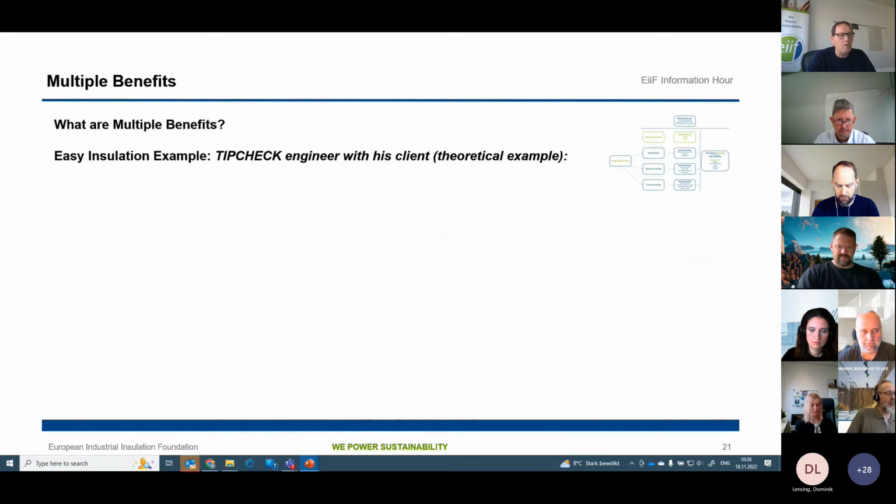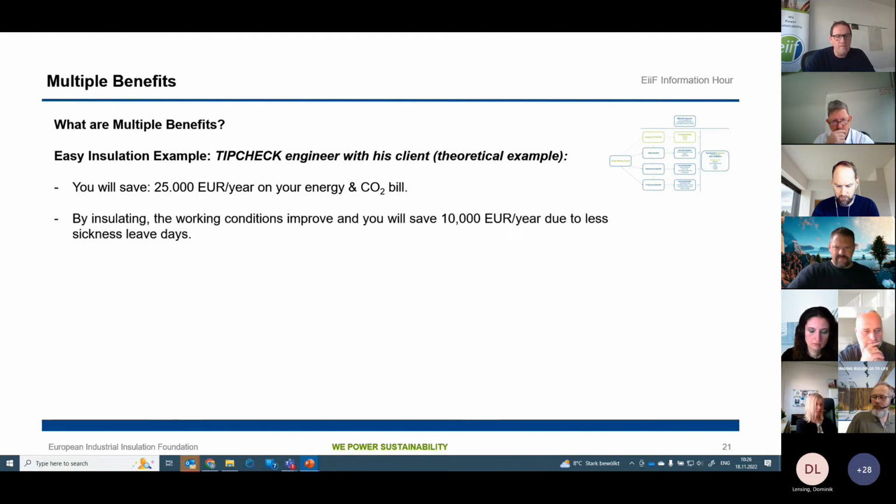I will give you a quick example how that could look like in a typical TIPCHECK situation. So you have a client and you will calculate with your TIPCHECK that he's going to save on his energy bill about 25,000 euros. This is because he's using less energy and he's reducing his CO2 emission cost. The next step is by insulating, there's less noise. The working conditions before were, let's say, 33 degrees, and they go down to 22, will improve. And because of that, the people working at these machines in this environment, they have less sickness days, and the client, the insulation user, is actually paying less days where nobody's working because he's sick at home.